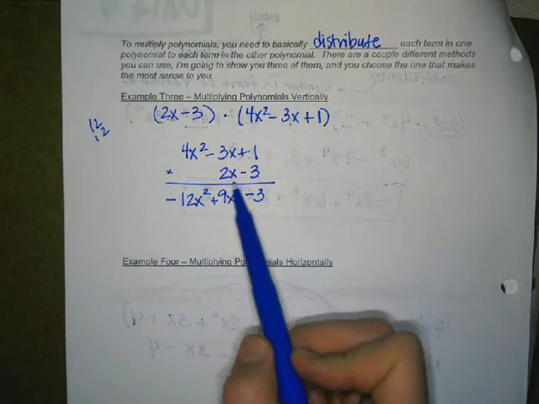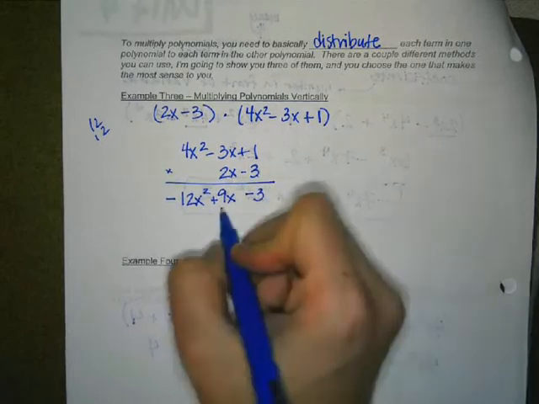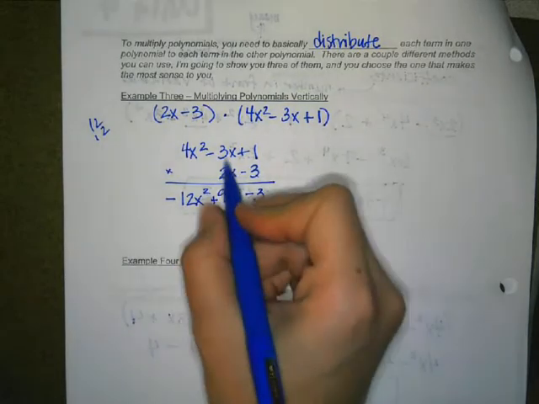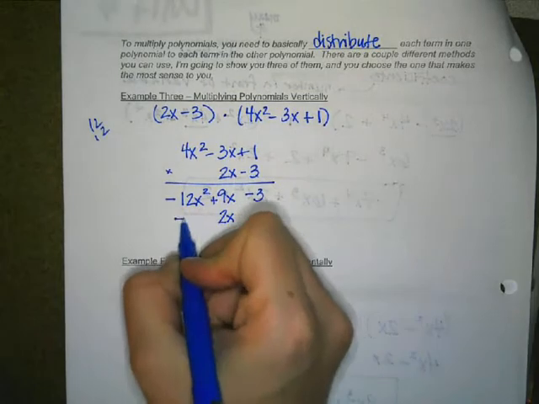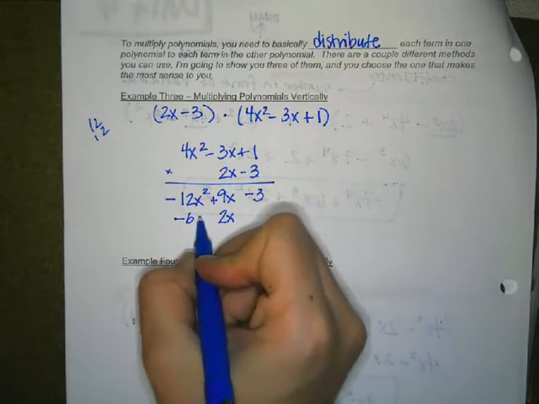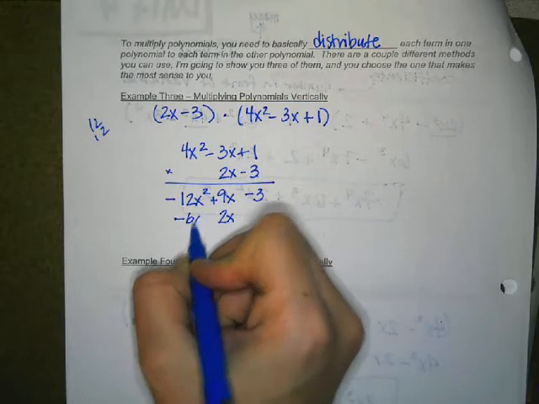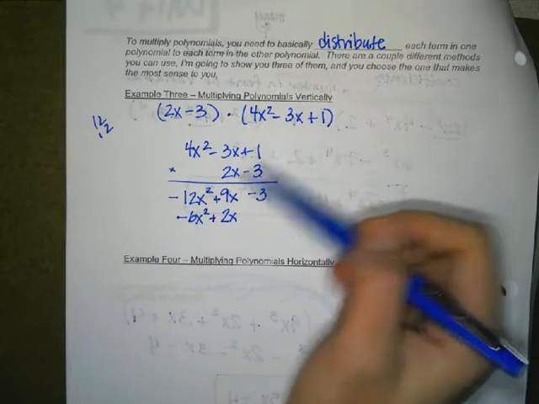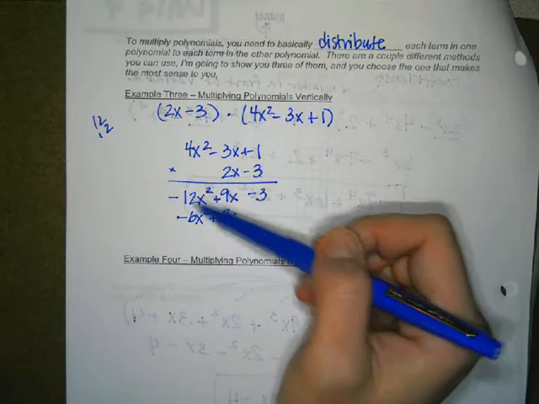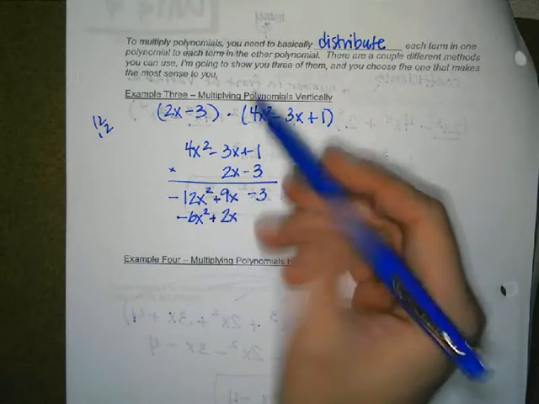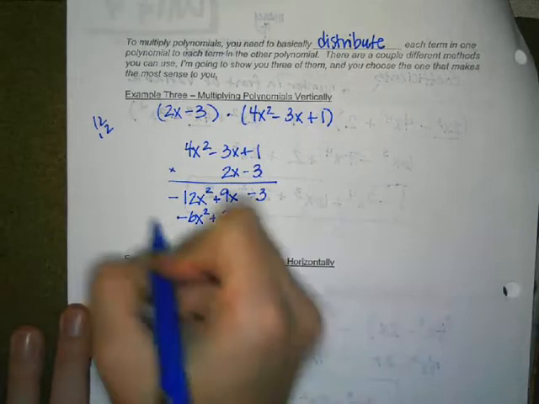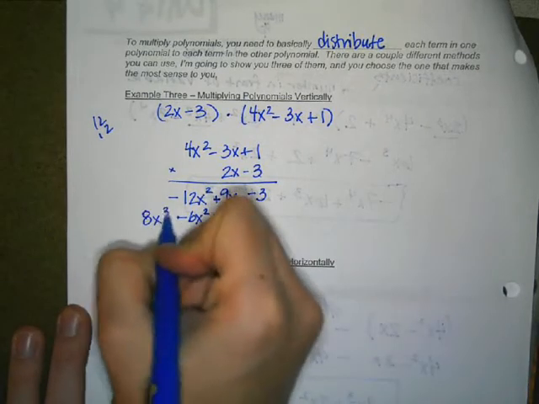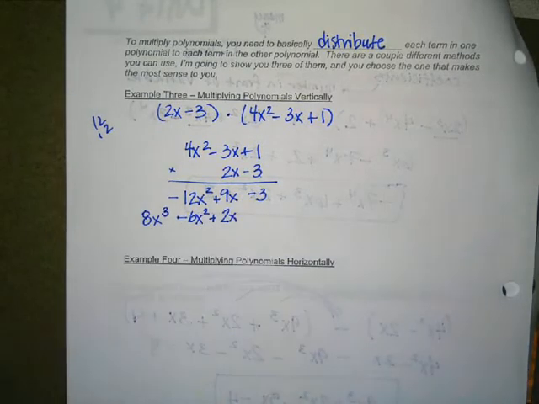So 2x times 1 gives me 2x. 2x times negative 3x gives me negative 6, what? X squared, good. And notice that your terms are lining up here. And then 2x times 4x squared gives me 8x cubed. And then what should we do now?